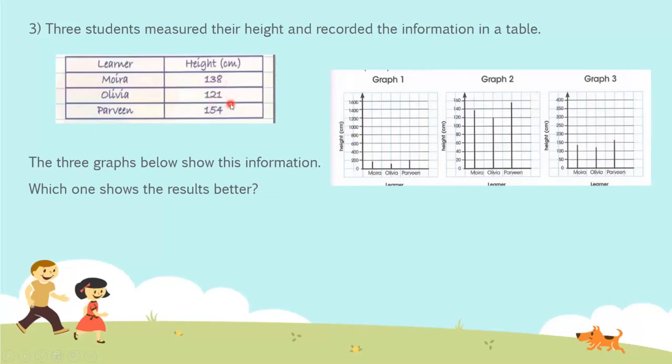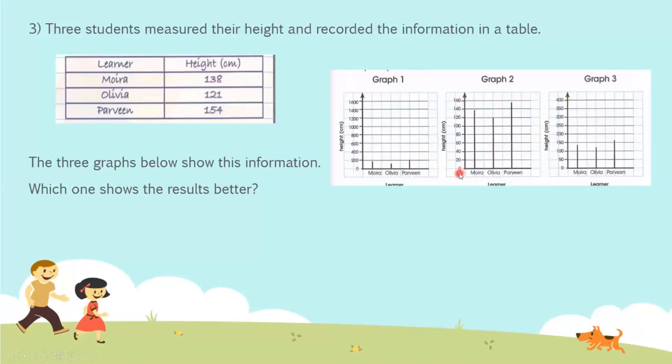Now the heights are 138, 121 and 154, so it is between 0 and 155 or 160. See, for this marking on the y-axis, instead of 0 to 160, here it is marked as 0 to 1600. So it gives you the result, even though it is not that clear, because you need to concentrate. See, this is 0 and 200. Between 0 and 200, what is this marking? It's very difficult to find the exact number this line represents. So this doesn't give you a better idea.